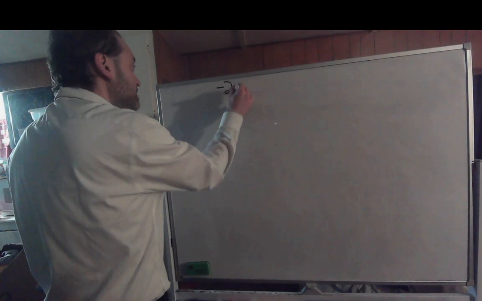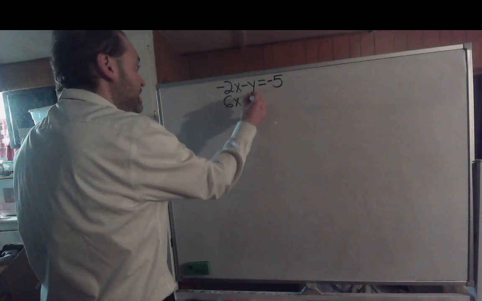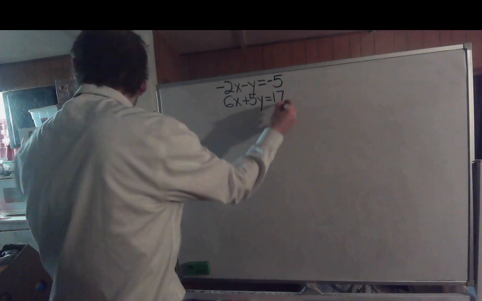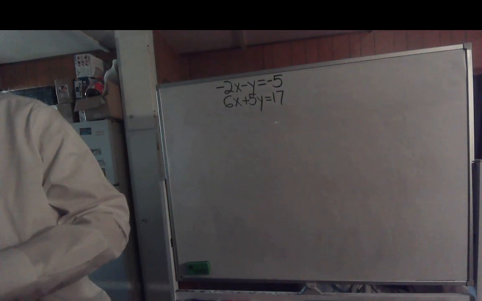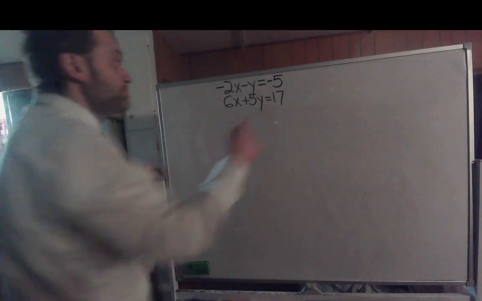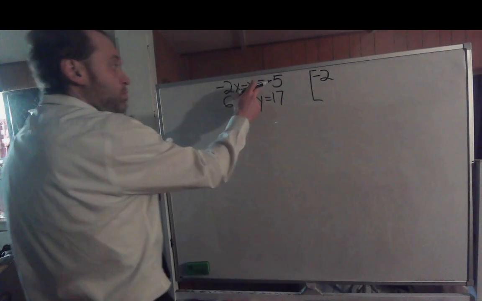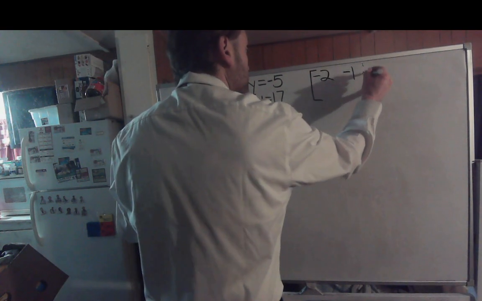negative 2x minus y is equal to negative 5. We have 6x plus 5y is equal to 17. Okay. So let's go ahead and form our augmented matrix here. So if I do that, the first row, I'll have the coefficient of my x variable, which is negative 2. Then the coefficient of my y variable, which is negative 1. Then to the right of that line of augmentation, I'll put the negative 5.